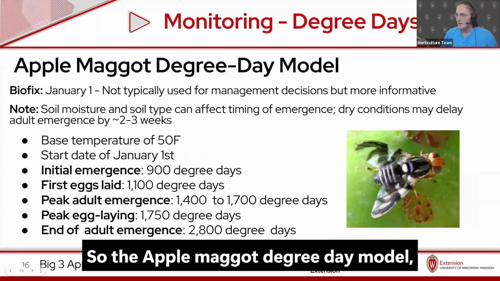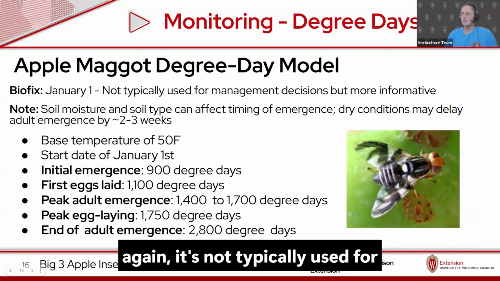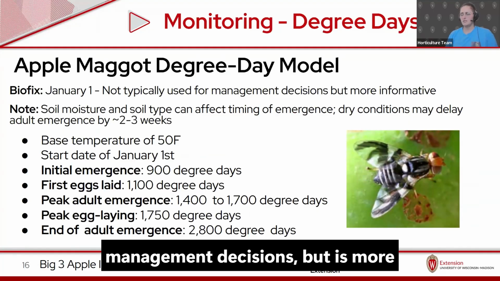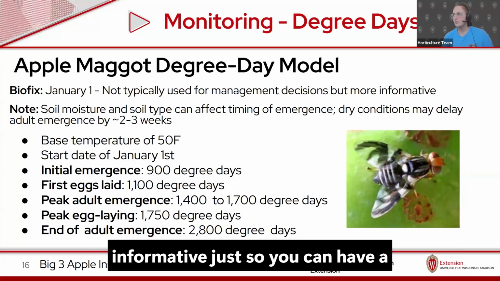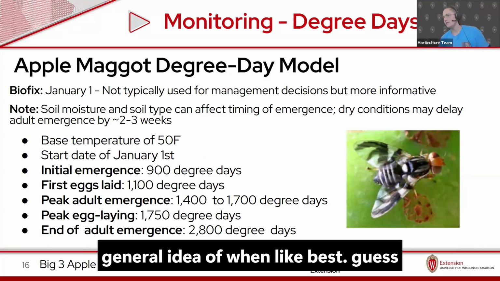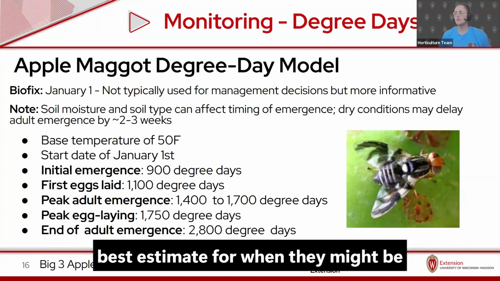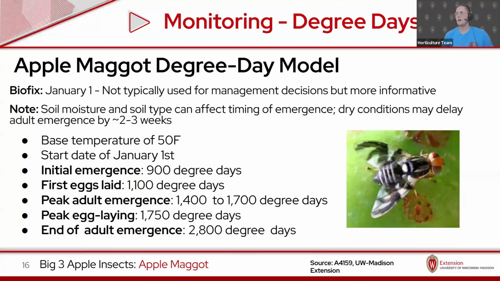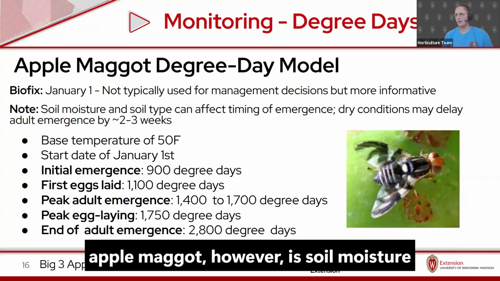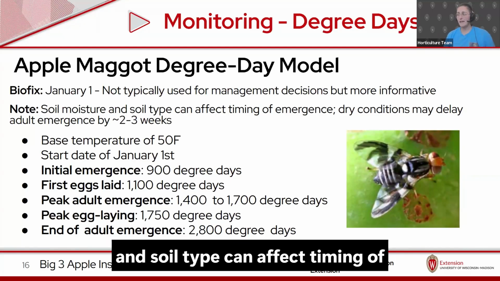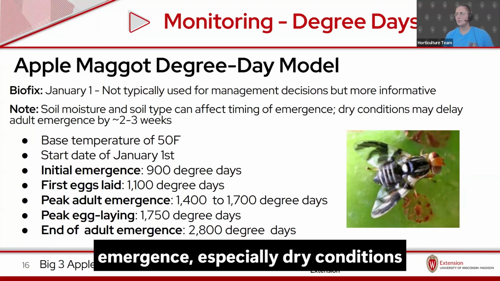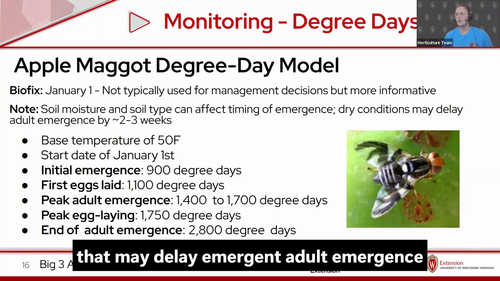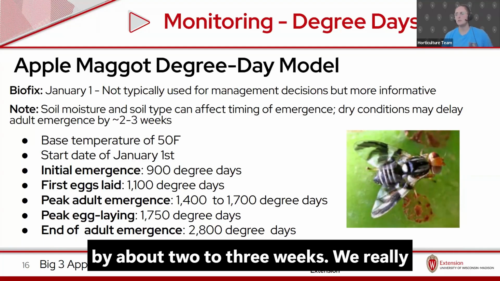So the Apple Maggot degree day model, again, is not typically used for management decisions, but is more informative, just so you can have a general idea of when, like a best estimate, they might be emerging. The key here with Apple Maggot, however, is that soil moisture and soil type can affect timing of emergence, especially dry conditions, which may delay adult emergence by about 2 to 3 weeks.